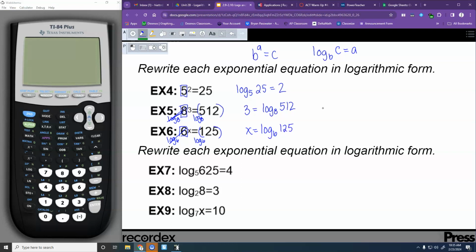Could we just think of it as switching where the equals is? You can. Yeah, it doesn't have to be. What's probably going to happen is it's going to be multiple choice, and it could be written like this, or it could be written like this, log base 6 of 125 equals X. So we just know we can switch those sides of the equal sign. So either way is perfectly fine.